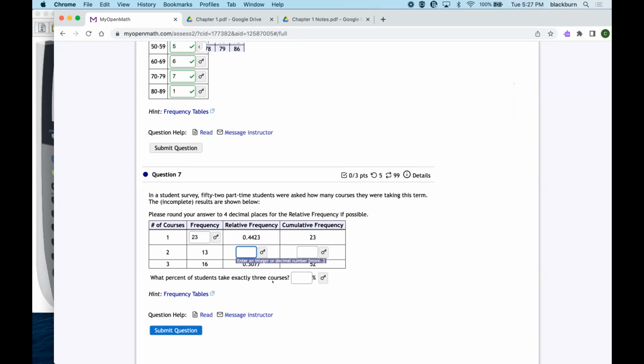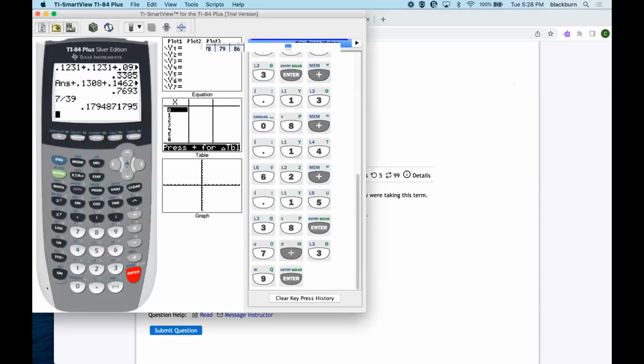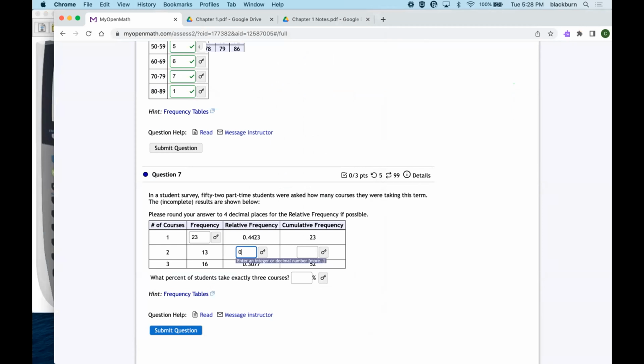Okay, my relative frequency here is going to be 13 divided by 52. So 13 divided by 52. So my relative frequency for that row is 0.25. My cumulative frequency, I would add the 23 and the 13 together. So 23 and 13 is 36. What percent take exactly 3 courses? Well, that's going to be the relative frequency for row 3 right there. So 30.77.